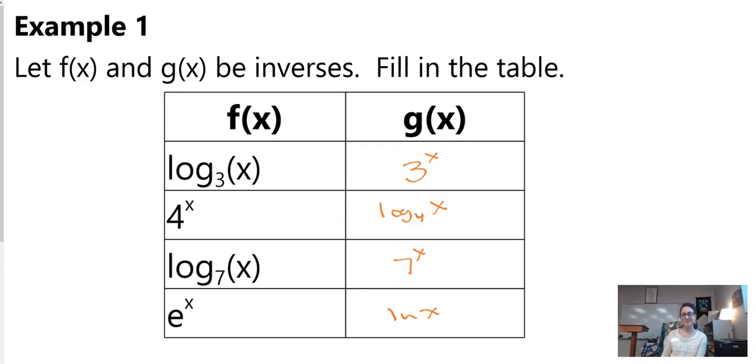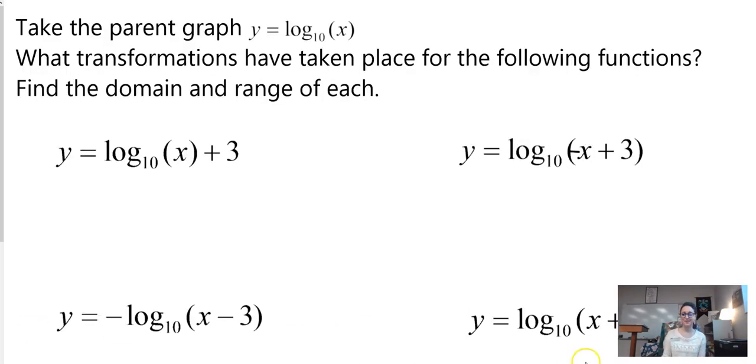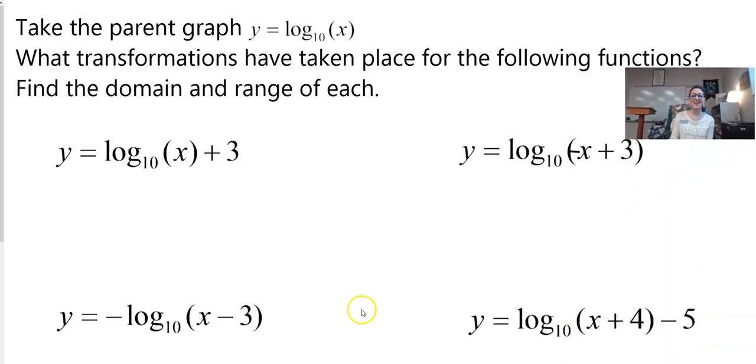All right, I've got the answers on the screen. So again, exponentials and logs are inverses of each other as long as their bases are the same. So for this last one, I'd have log base e of x, which remember is natural log, which we write as ln. First pause on your screen. Can you go ahead and copy the 4 functions I have?